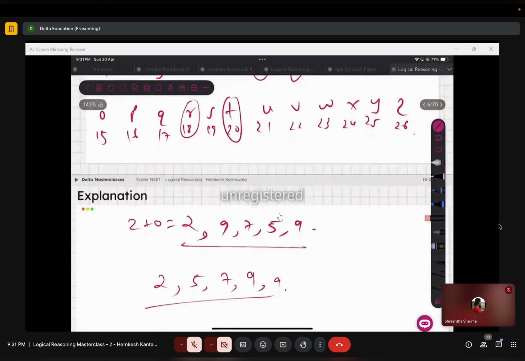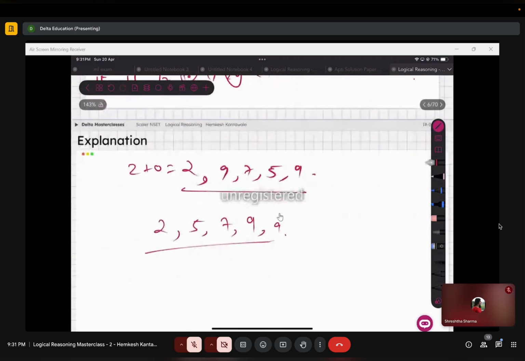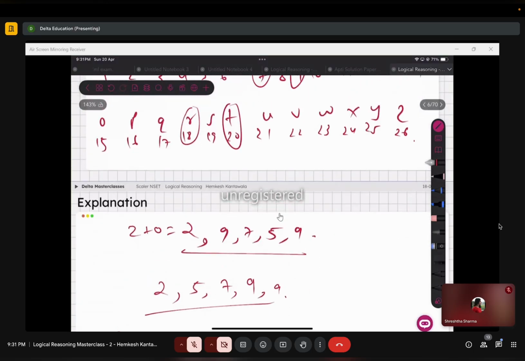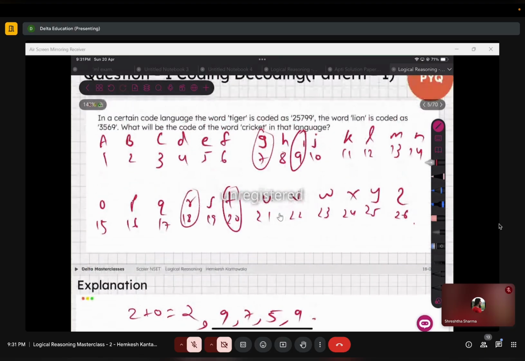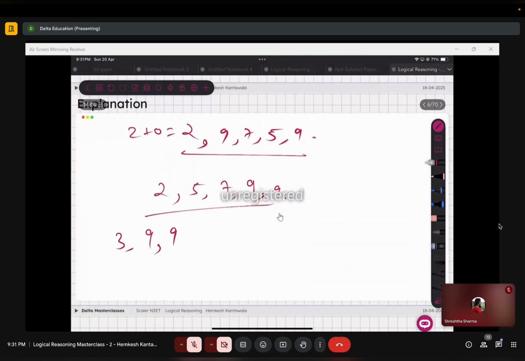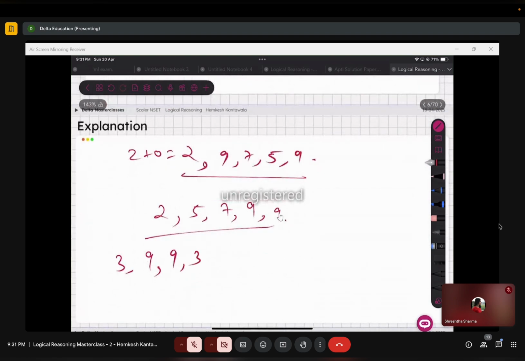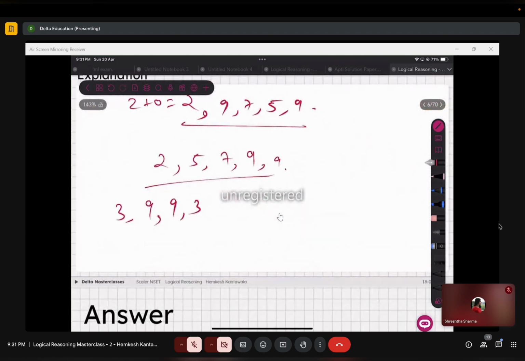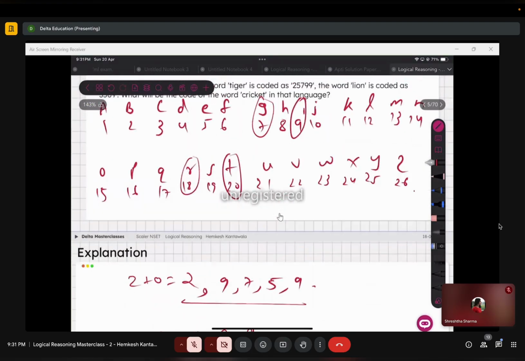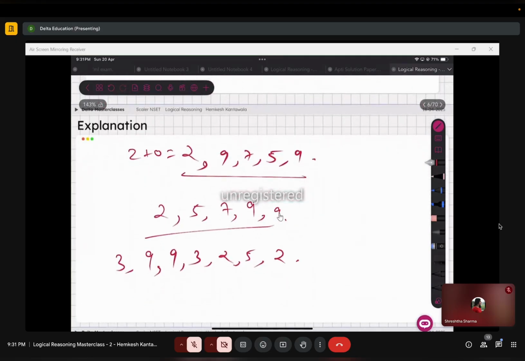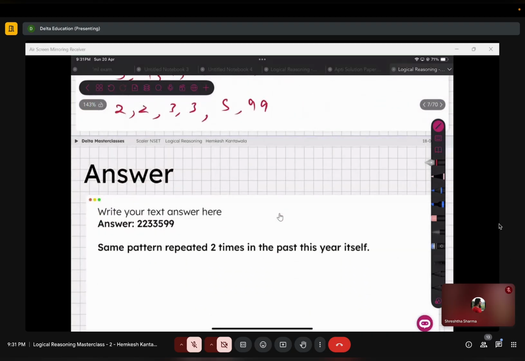Similarly for cricket, if we want to find the answer, cricket, C is 3, R again is 1 plus 8, which is 9, I which is 9, C again 3, K is 11, which is 1 plus 1, which is 2, E is 5, and T is 20, 2 plus 0, 2. So the answer would be 2, 2, 3, 3, 5, 9, 9.